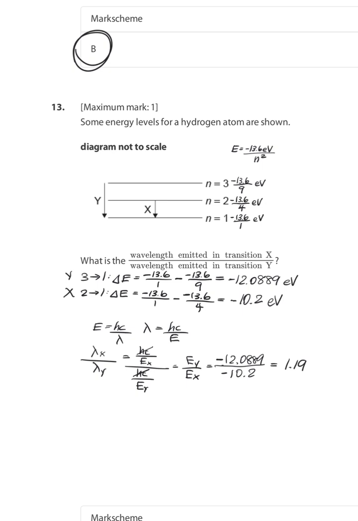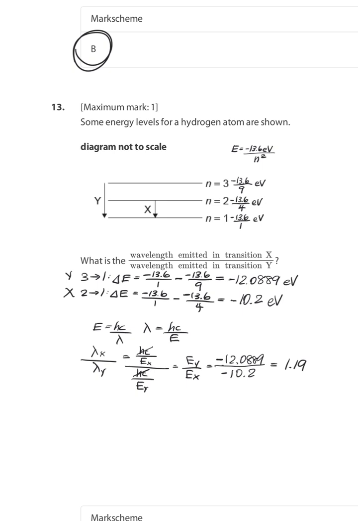So for the transition from 3 to 1, again final minus initial, so negative 13.6 over 1 minus negative 13.6 over 9, getting me negative 12.0889 eV. And then from 2 to 1, the same thing, I got negative 10.2 eV. Technically, the convention is that emitted photons are positive energy, absorbed photons are negative energy, but whatever. It's not going to matter anyway because we're doing a ratio, right? But it's asking about the wavelength, not the energy.